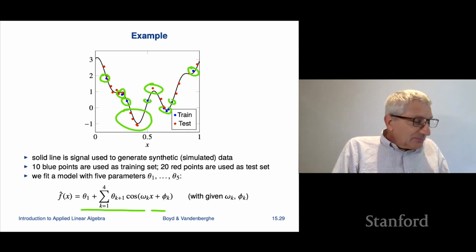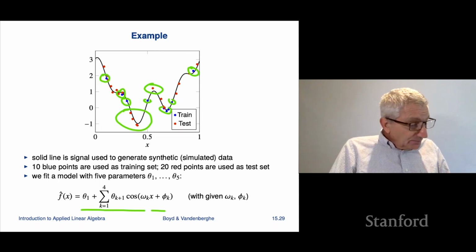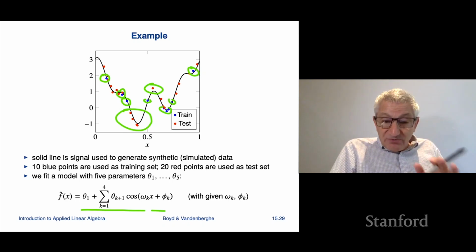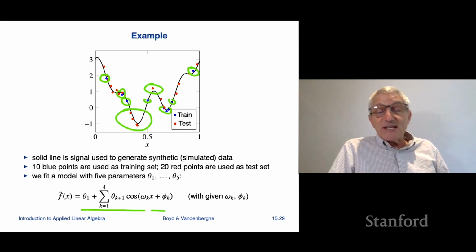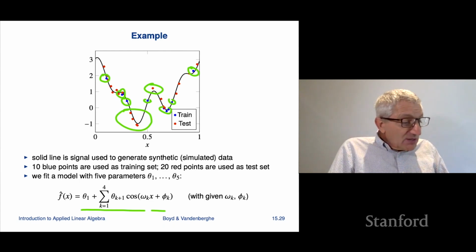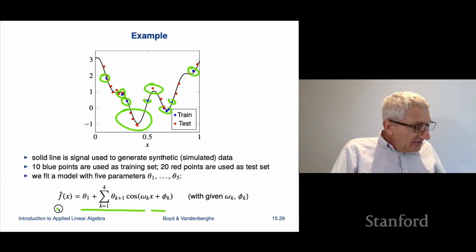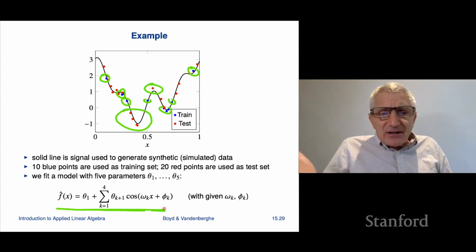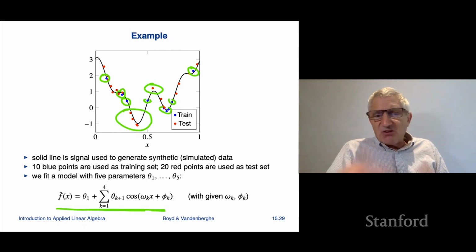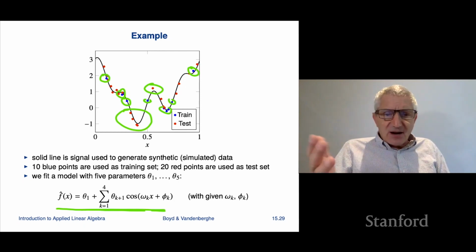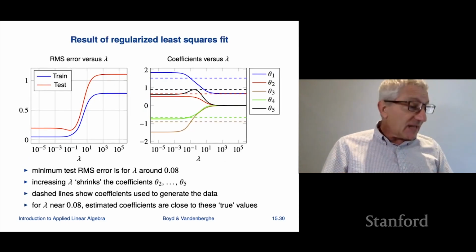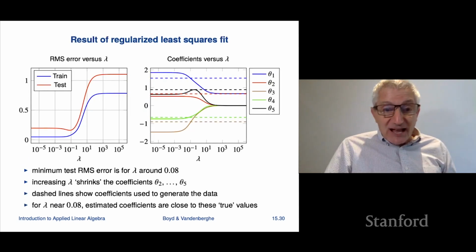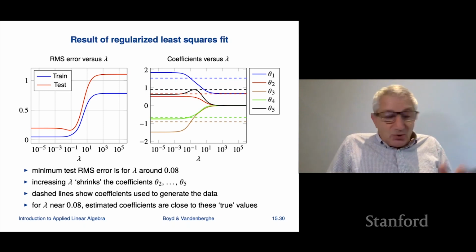Okay, so what we're going to do is fit a model using the 10 blue training points, and we'll evaluate it on the 20 points which are the red points. And the model is going to have this form. It doesn't matter that the basis functions are sinusoids. That's not relevant. Okay, so here's what happens, and you have to take a good look at it to make sure how it works.